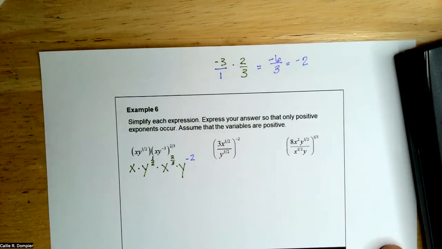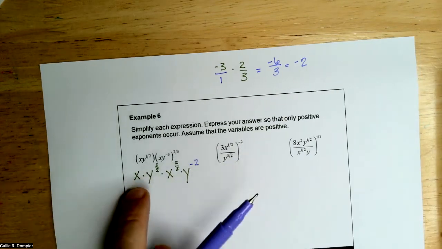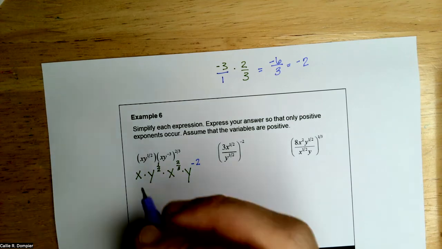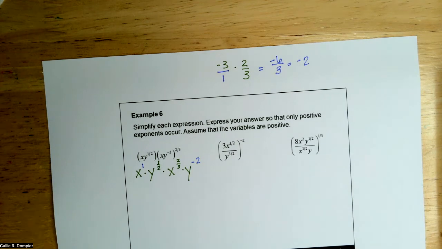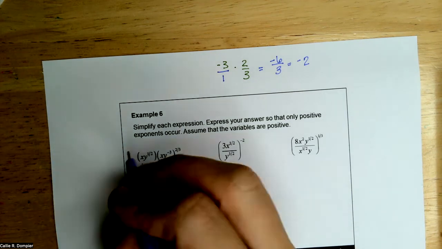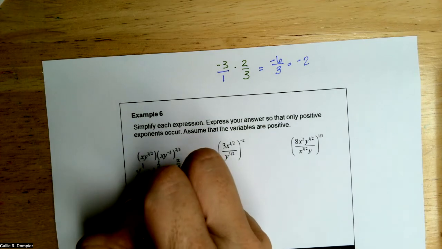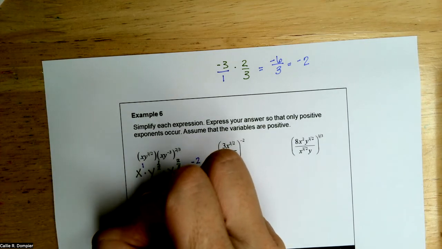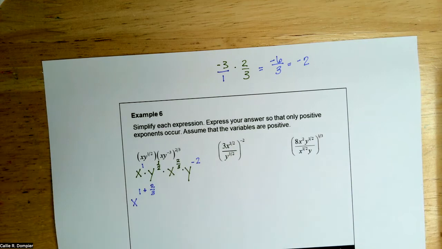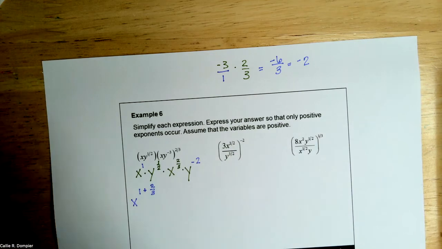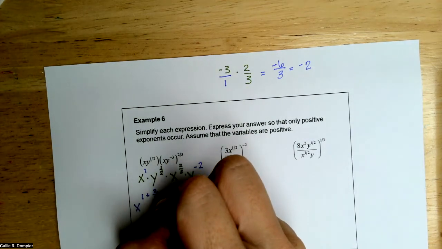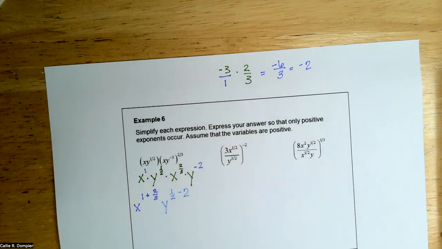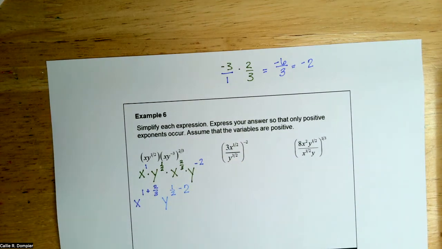Now remember, when you are combining exponents, if the base is the same, you can just add the exponents. So this is x to the 1, y to the 1/2, x to the 2/3, y to the -2. So the base needs to be the same, and I can add the exponents. So here I have x to the power of 1 and x to the power of 2/3. Here I have y to the power of 1/2 and y to the power of -2. Is that okay?